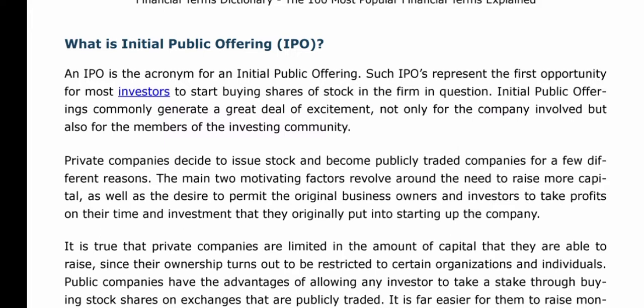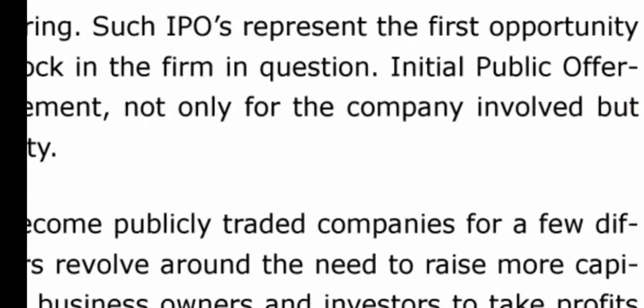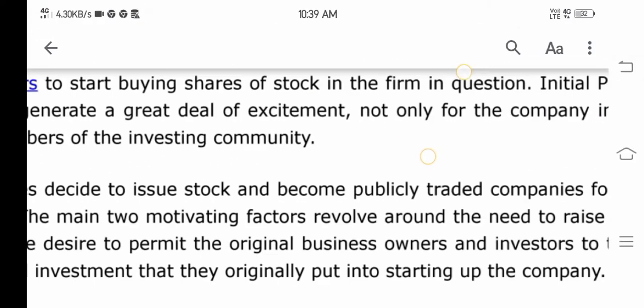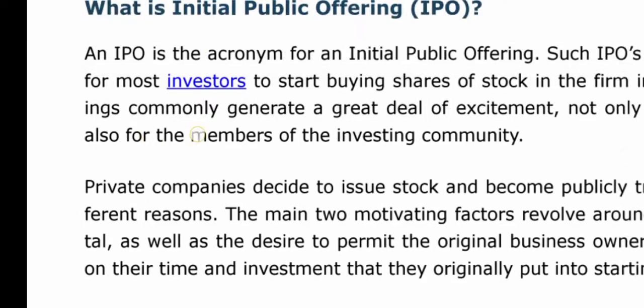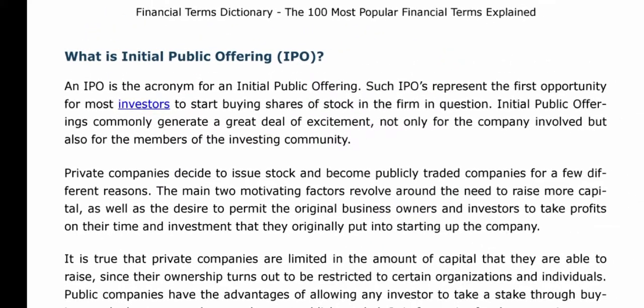IPO is the acronym for initial public offering, which represents the first opportunity for the investor to start buying a series of stocks in the firm in question. Initial public offerings commonly generate a great deal of assessment, not only for the company involved, but also for members of the investing community.